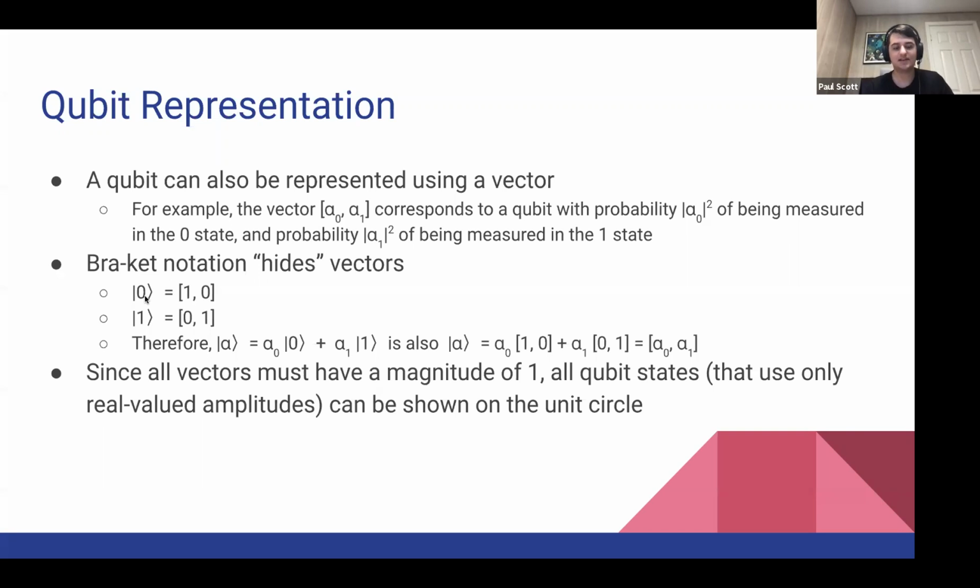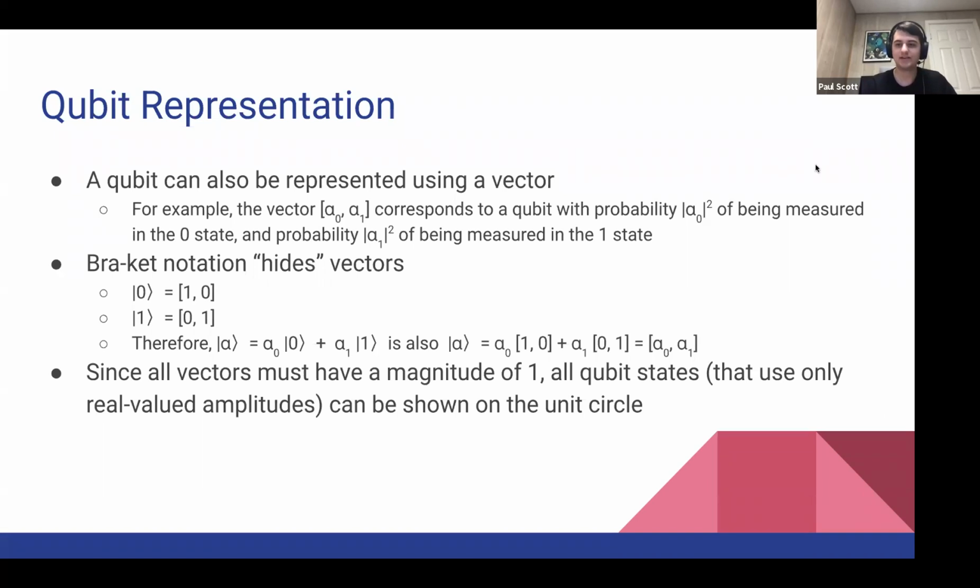The 0 state can be represented by the vector 1, 0, and the 1 state can be represented by the vector 0, 1. So if we take our previous equation and, instead of using bracket notation, plug in the vectors, you can see these just become scalars, and when we add these up, we get the vector state of the qubit.